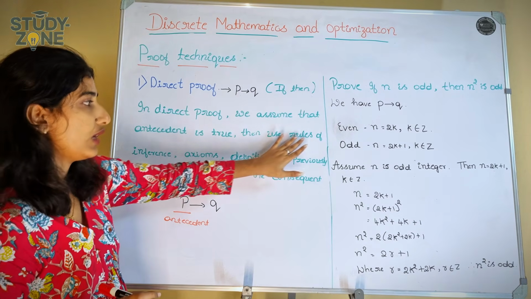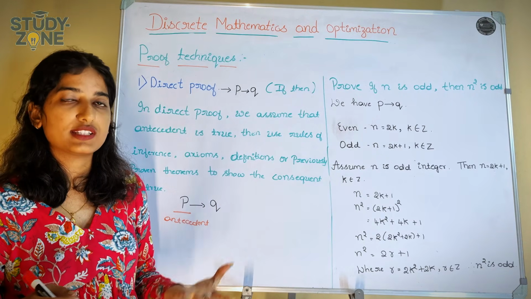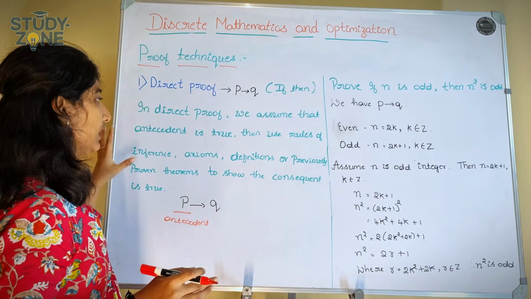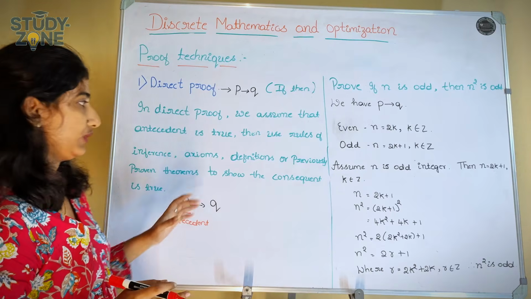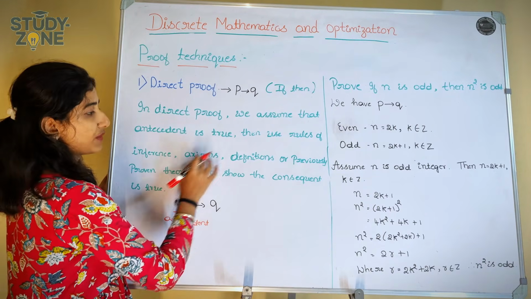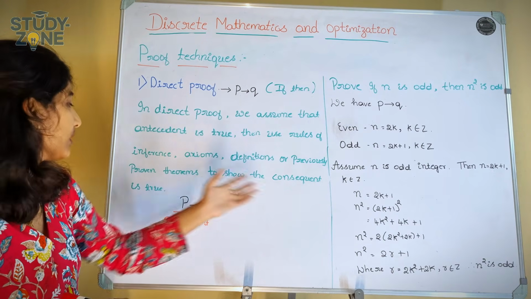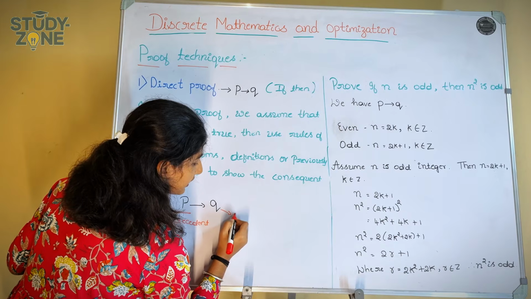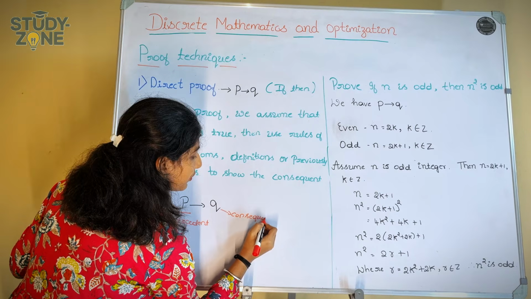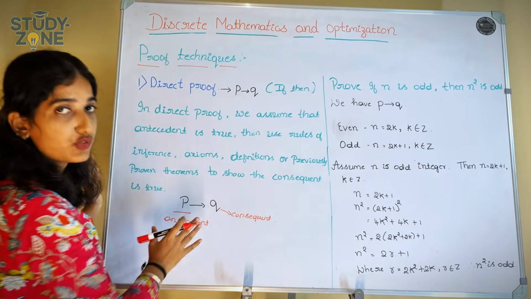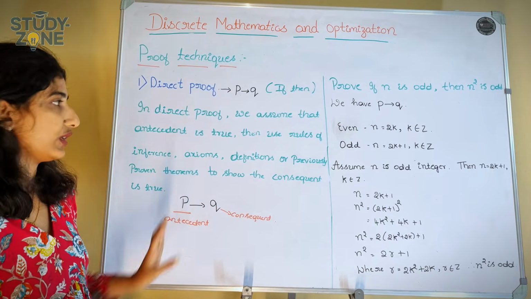Then we use rules of inference. So what is rules of inference? There is modus ponens, modus tollens, many more are there, right? If you didn't go through this video of these rules of inference, please go through that and come back to this video. Okay, and then axioms, definitions, or some previously proven theorems to show that consequent is true. So what is consequent? This is the consequent. So here we are using antecedent as true, or we are assuming it as true, and then we are going to prove that consequent is true.